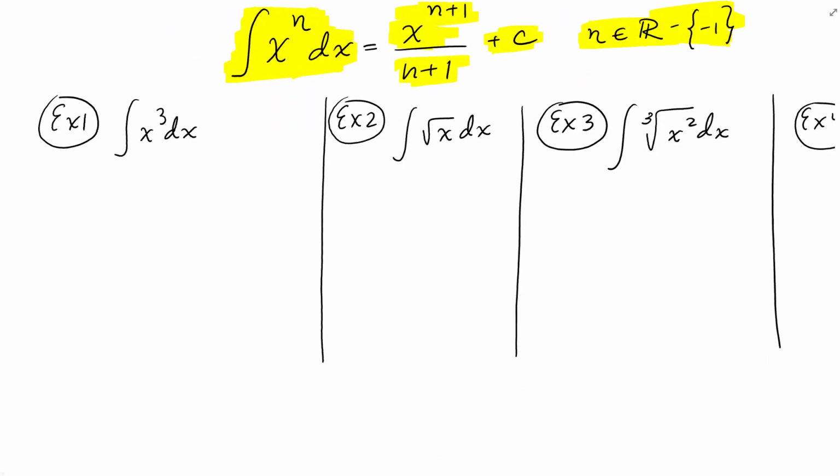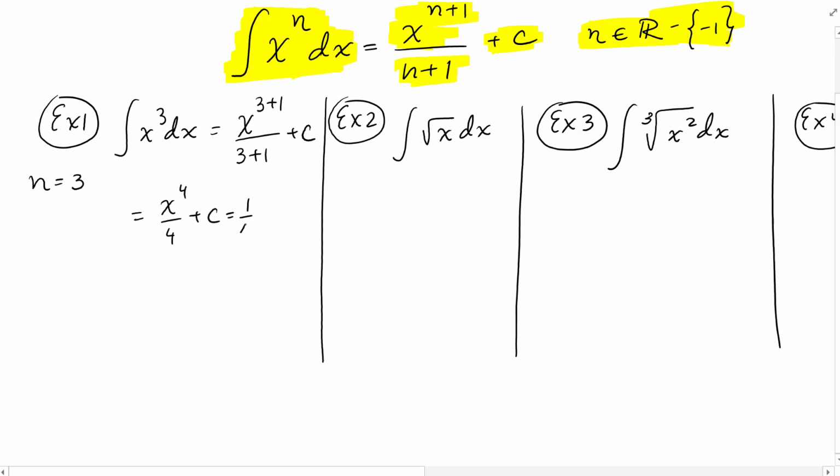We have the integral of x to the third dx. So based on the formula, n equals 3. We are calculating the integral, so we go x to 3 plus 1 over 3 plus 1 plus a constant. That gives us x to the 4 over 4 plus c, or you can have 1 over 4 x to the 4th plus c, but this is all there is to it. You just add 1 to the exponent and you divide by n plus 1.